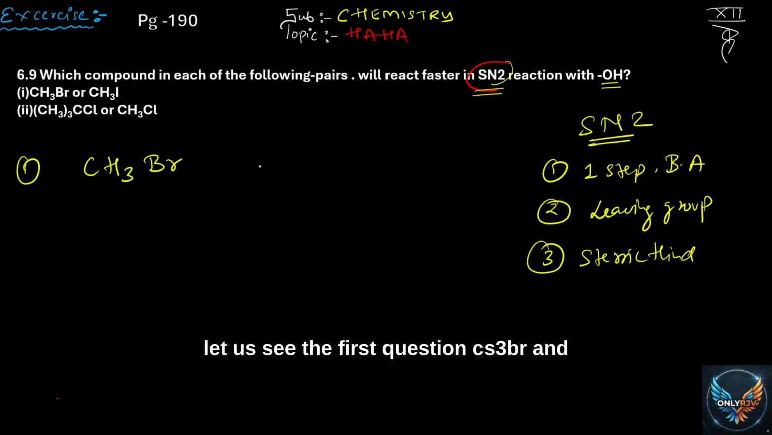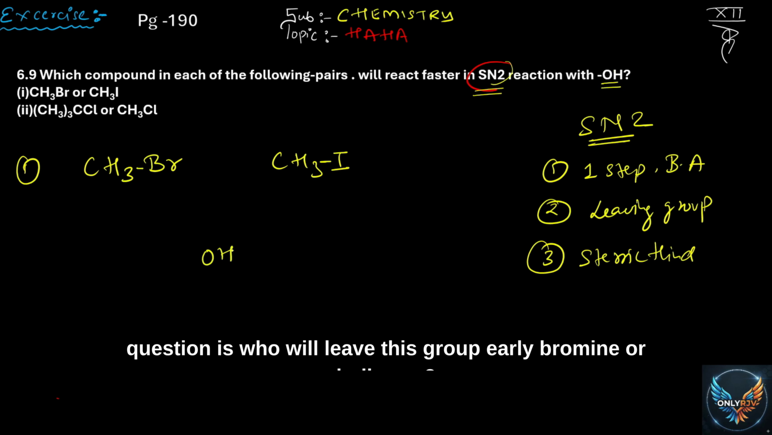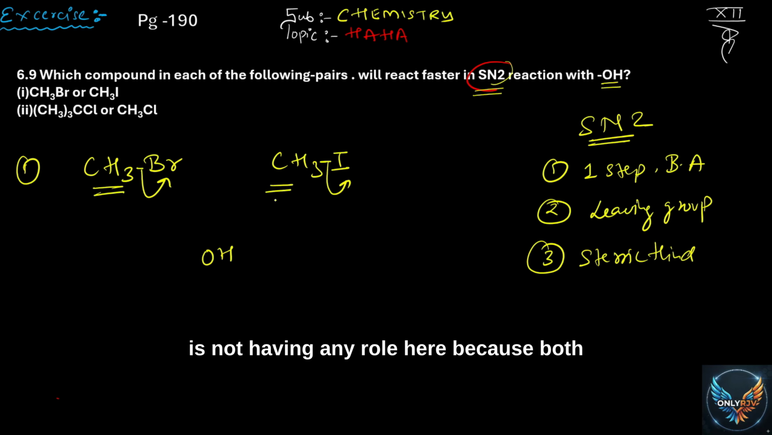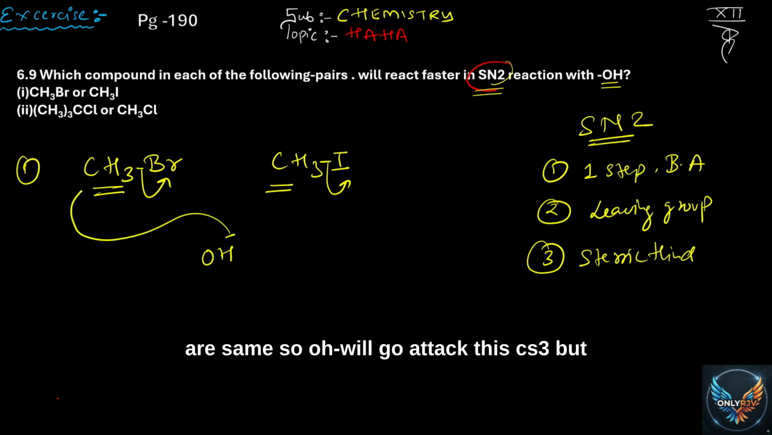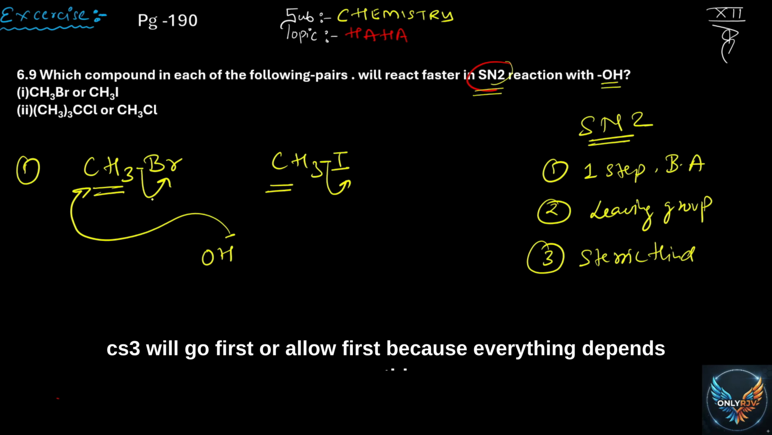CH3Br and CH3I. So this is the situation, and who is going to attack both of them is the nucleophile OH minus. So the question is, which will leave early, bromine or iodine? CH3 is not having any role here because both are the same. OH minus will attack this CH3, but here both of them are CH3, so it does not matter, because everything depends on this halogen.